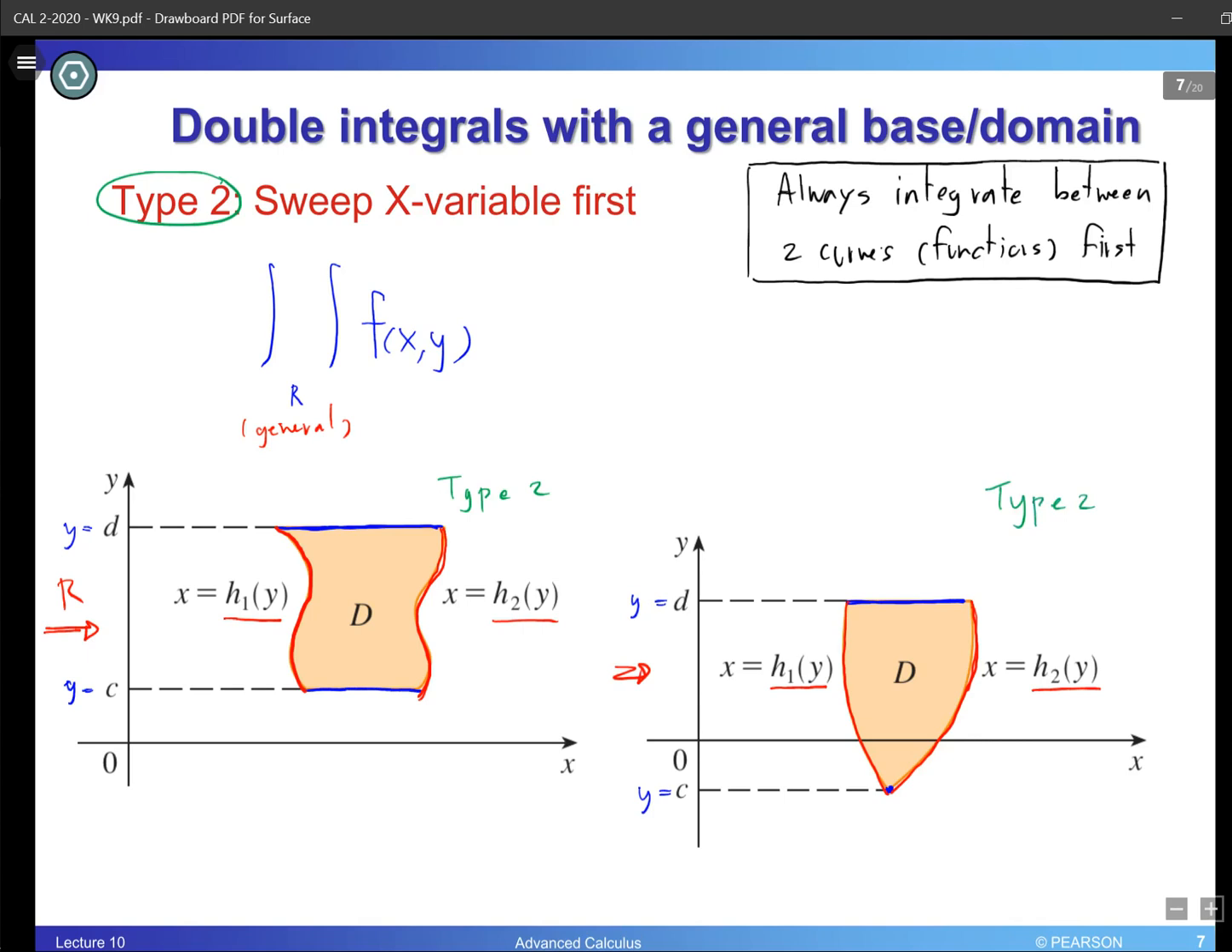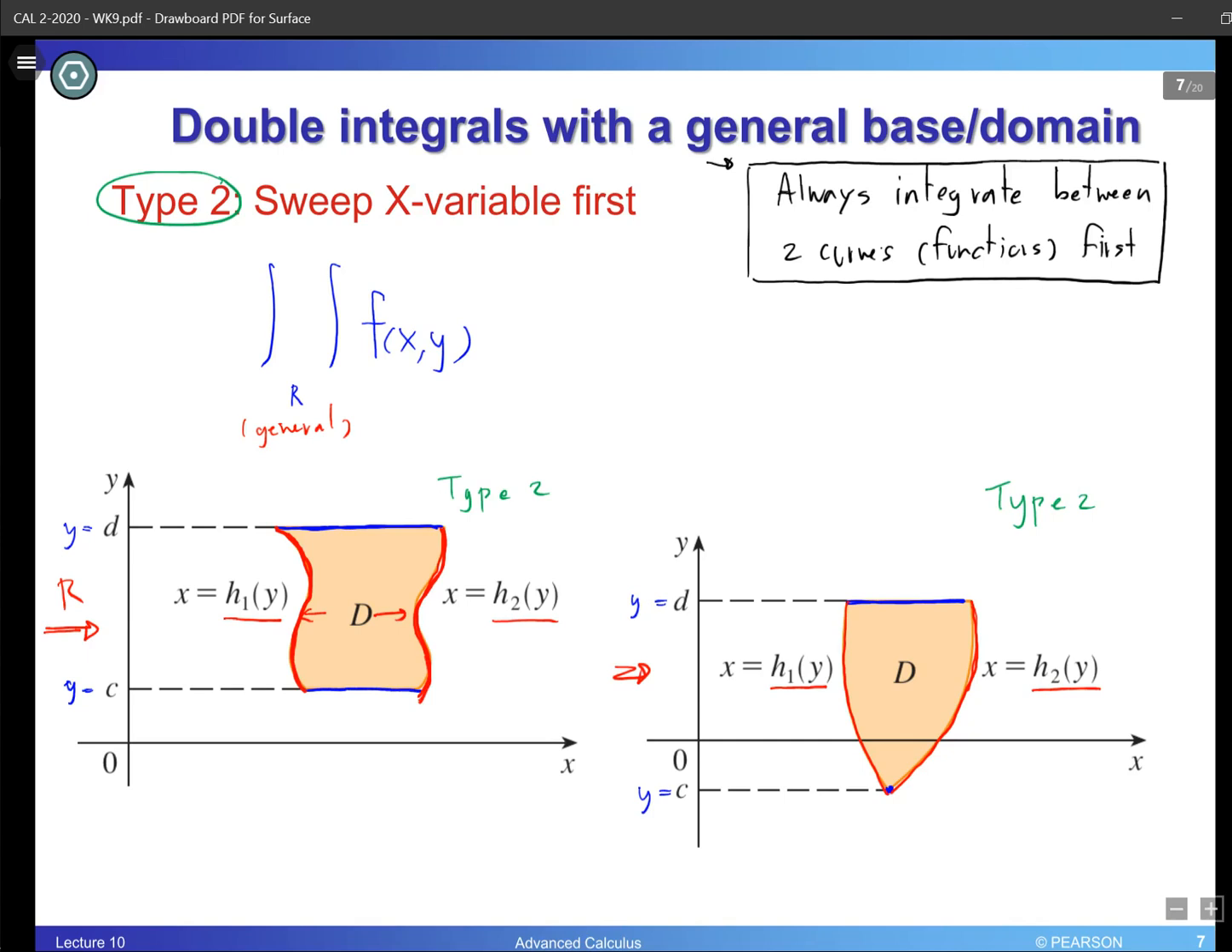So what do we do now? We are going to stick with this rule of thumb again. We always integrate between two curves first. So we are going to integrate between the two curves. This time it's between the left and the right curve. As you can see here, between the left and the right curve, it's going to be between h1 of y and h2 of y. So let's put that in the integration sign.